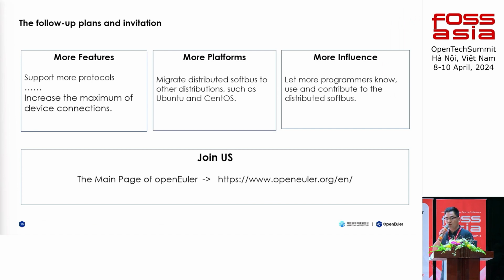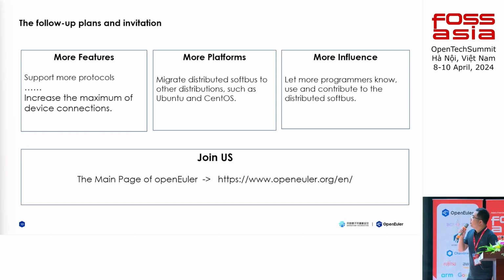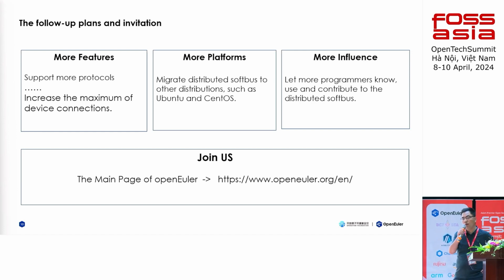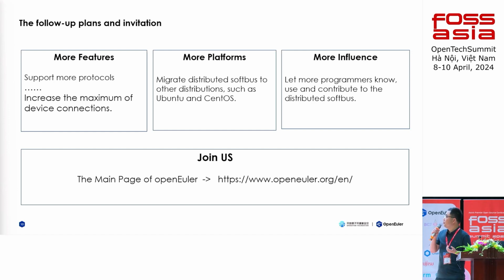And last, I want to talk about the next plan and invitations. We want to support more protocols, such as industry protocols, and increase the maximum number of device connections. The value is 20 now. And we want the distributed Softbus to run on different Linux distributions, such as Ubuntu and CentOS, and other distributions.